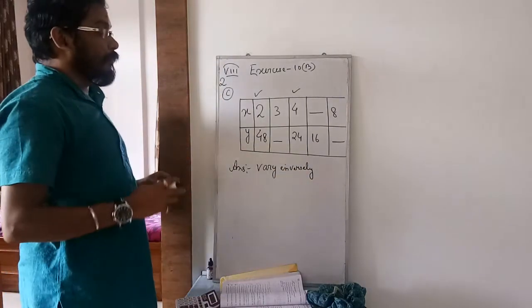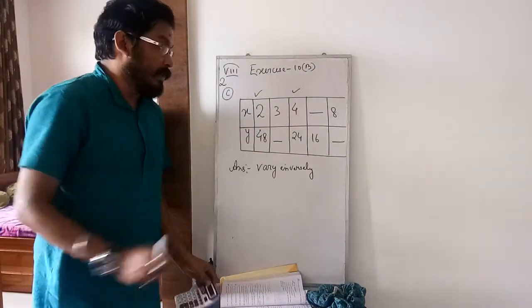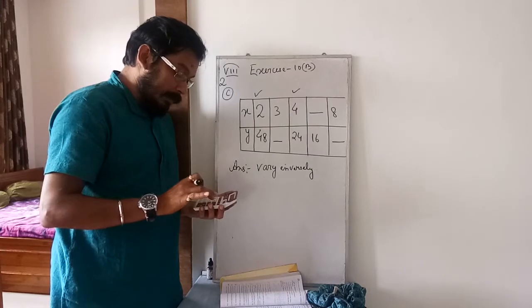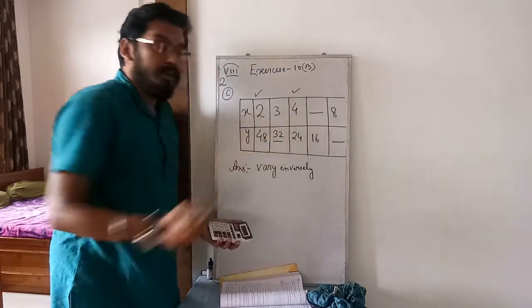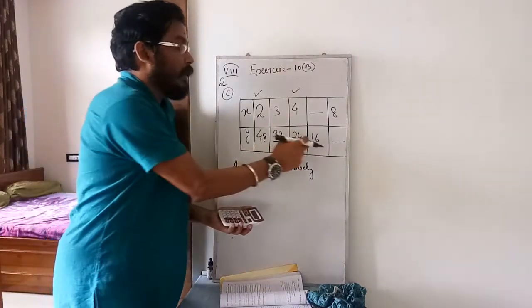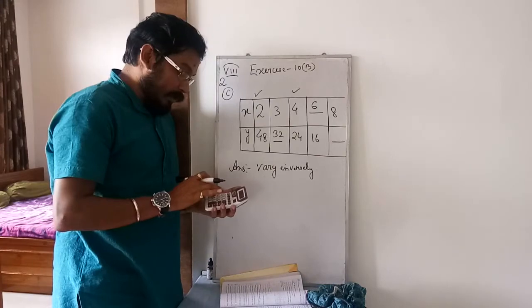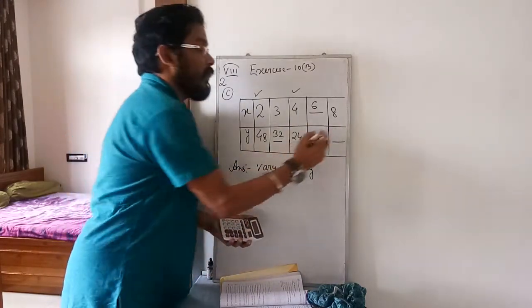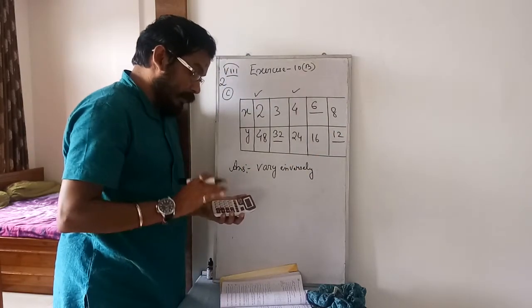Vary inversely. So what was the product? The product was 96. So 3 into how much is 96? Divide 96 by 3. You will get 32. 32 into 3 is 96. 16 into how much is 96? 16 into 6 is 96. 8 into how much is 96? 8 into 12 is 96.